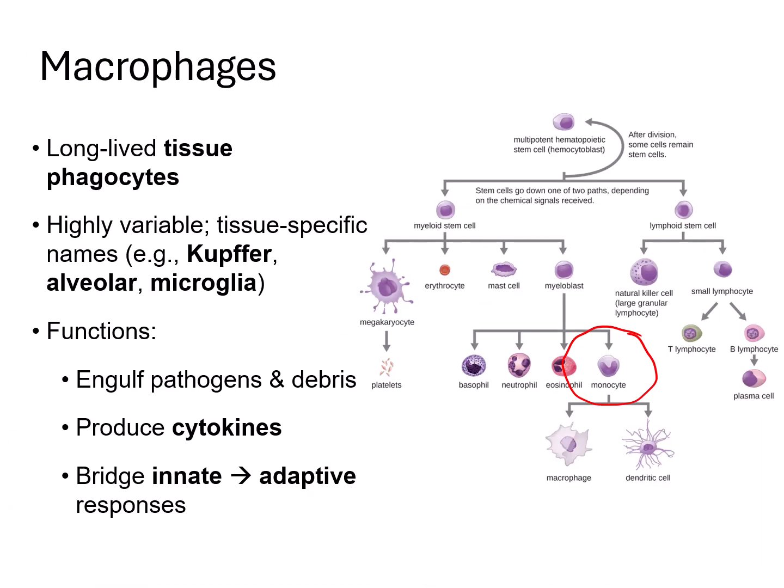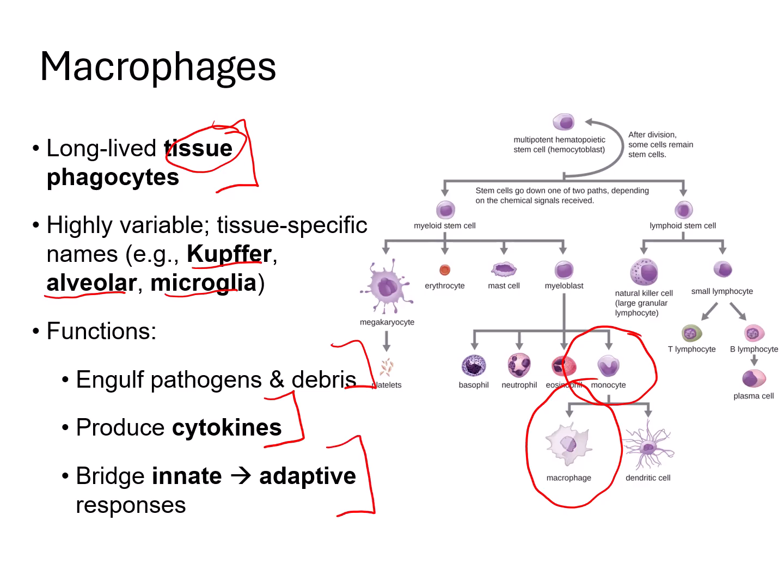So here are our monocytes, which can differentiate into macrophages, and macrophages are long-lived tissue phagocytes, and they vary widely depending on which tissue they're found in. Examples include microglia in the brain, the Kupffer cells in the liver, and the alveolar macrophages in the lungs. These all engulf pathogens. They can also engulf debris. They can produce those cell signaling molecules, those cytokines, and they will also link the innate and adaptive immune systems by presenting antigens. And we'll talk more about this in chapter 18.